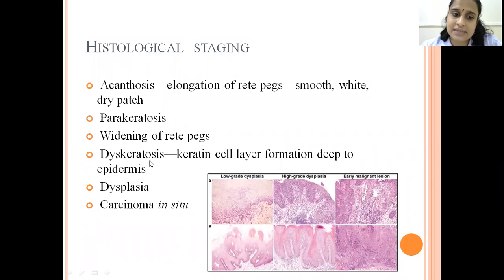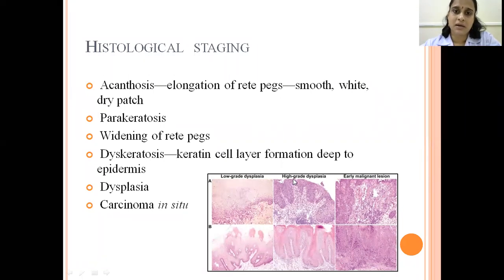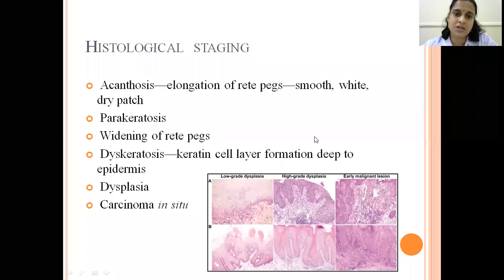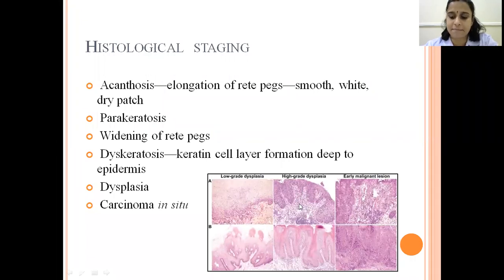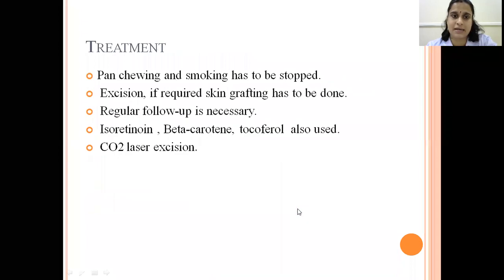Next, there is dyskeratosis, where the keratin cell formation deep to the epidermis is irregular. Next, there is dysplasia, premalignant. Next, carcinoma in situ. So this is how the leukoplakia progresses histologically to carcinoma. Leukoplakia is a potentially premalignant condition.